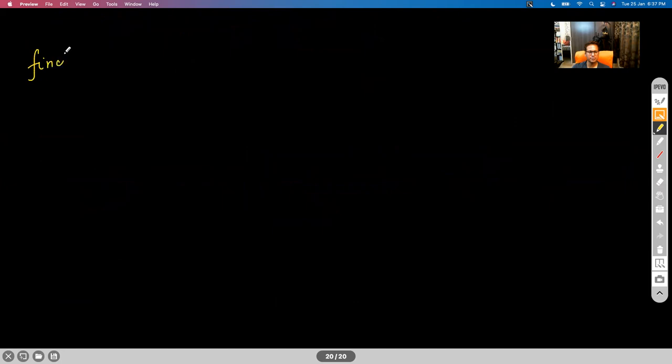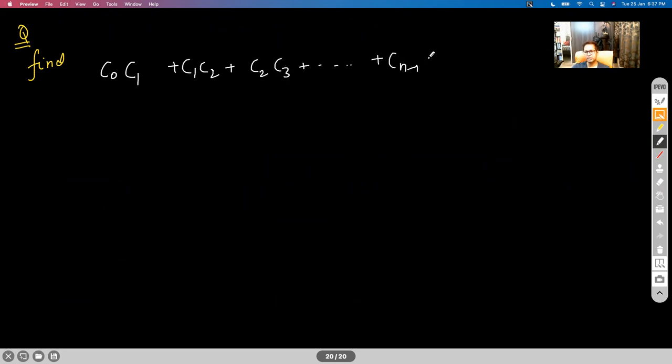Find the sum of this series: C0 C1, C1 C2, C2 C3, till Cn minus 1 Cn. Try this out, everybody. Let me see whether you are able to extrapolate that concept to solve this question.